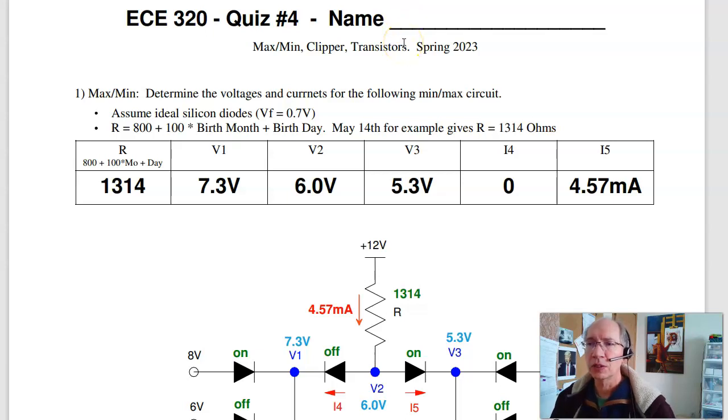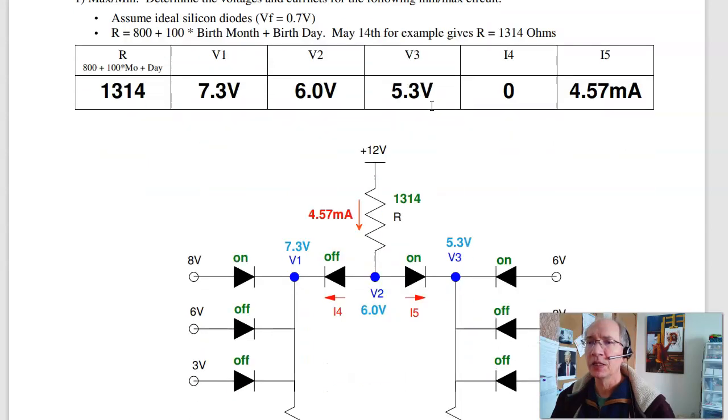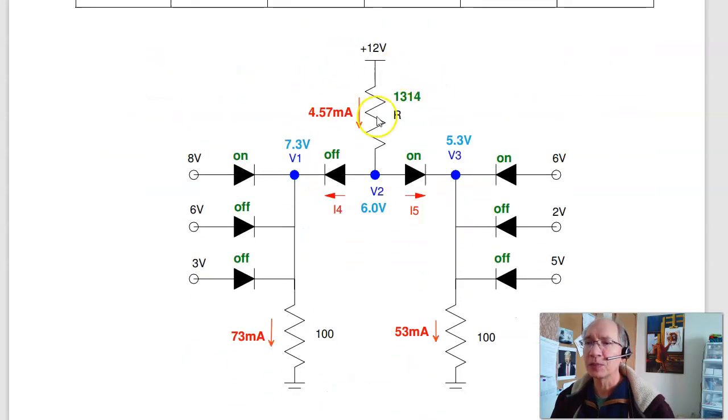Here are solutions to quiz number 4 for ECE 320. The first problem is the MinMax circuit. Given the circuit, find the voltages, find the currents. So starting out, let's find the voltages.